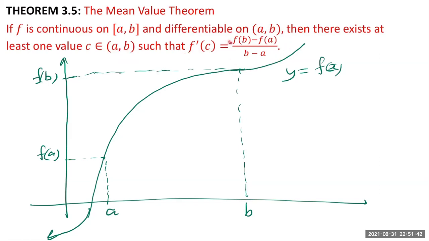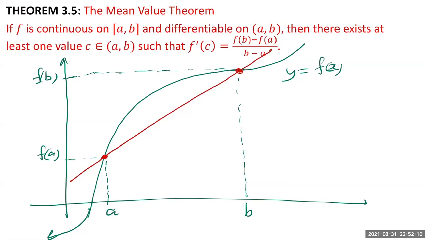Okay, let's look at this quantity. What is this quantity? f of b minus f of a divided by b minus a. That is the slope of the secant line joining these two points. If you join these two points, the slope of the secant line is this quantity, f of b minus f of a divided by b minus a.